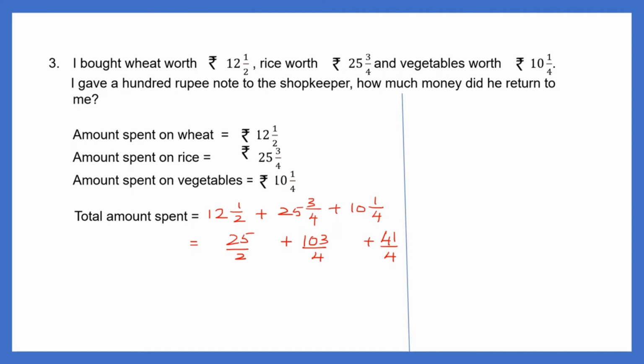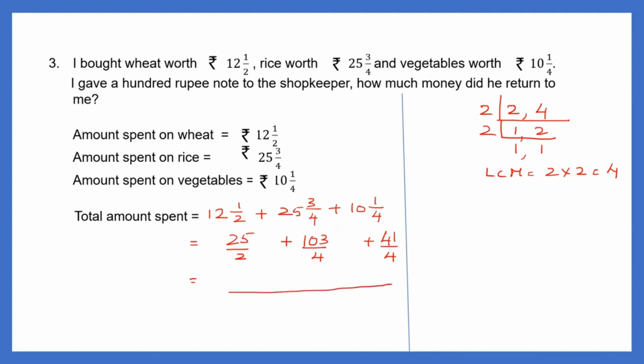Now I have unlike fractions, so I need to find the LCM of the denominators. So let's find the LCM of 2 and 4. I need not repeat the 4. 2 ones are 2, 2 twos are 4, then 2, 1 and 1. So my LCM is 2 into 2, which is 4. I'm going to use that here and get my new numerators. 4. Now 2 into 2 is 4.